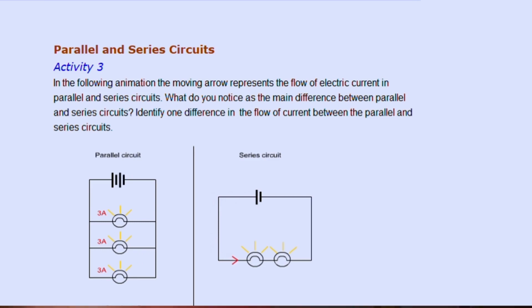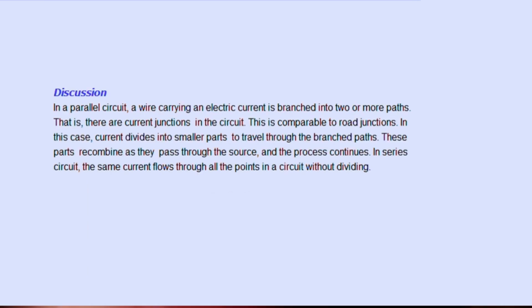Parallel circuit. A wire carrying a current is branched into two or more parts. That is, there are current junctions in the circuit. This is comparable to road junctions. In this case, current divides into smaller parts to flow through the branch paths. These paths recombine as they pass through the source, and the process continues.